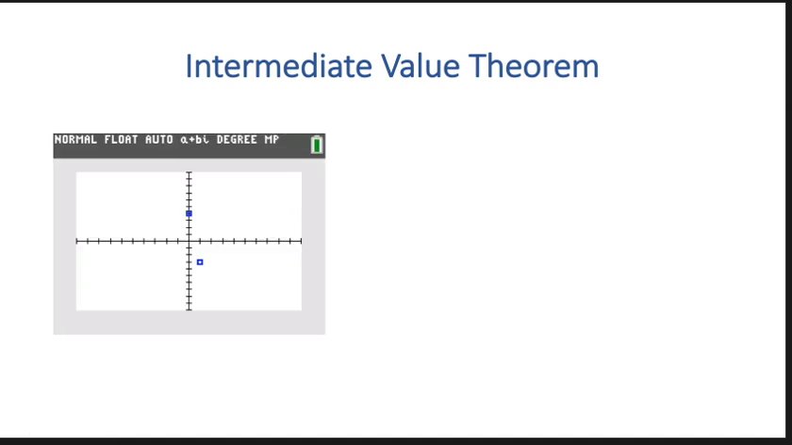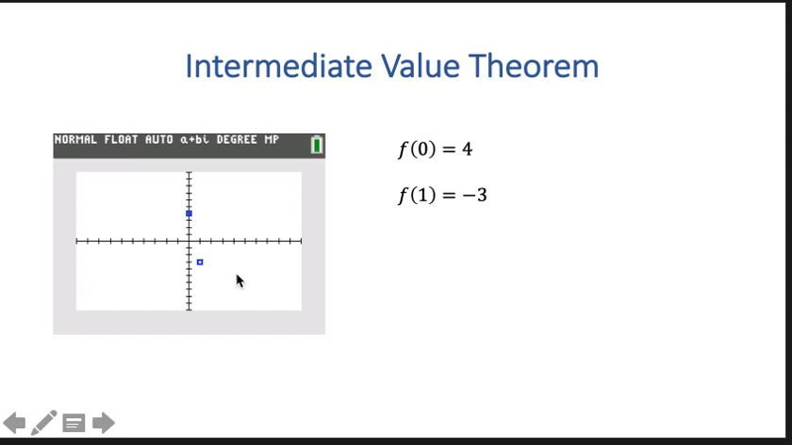So, for example, if I have some function and I don't know what the function looks like, but I know that the value of the function at 0 is 4, and the value of the function at 1 is -3. If this is a polynomial function, then the graph has to, at some point, if it's going to get from 4 to -3, it has to pass through that x-axis.